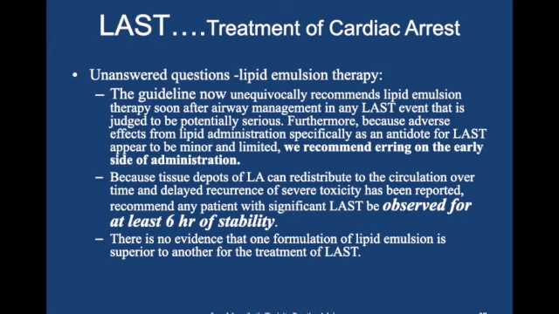If you have toxicity, you may want to consider monitoring the patient. The latest guidelines say at least 6 hours of stability, so 6 hours when everything is normal. But you have to use your clinical judgment if you need more monitoring.